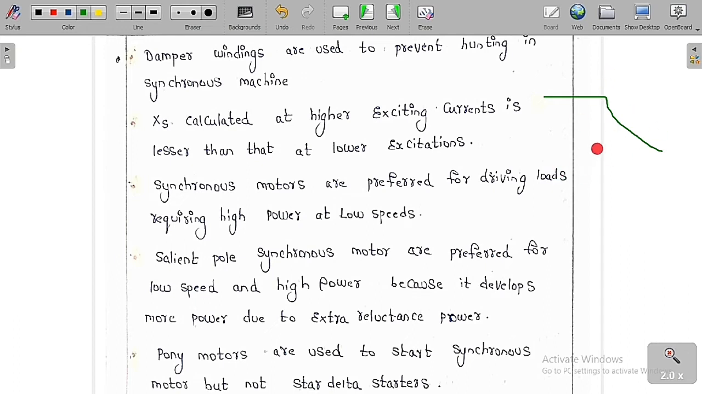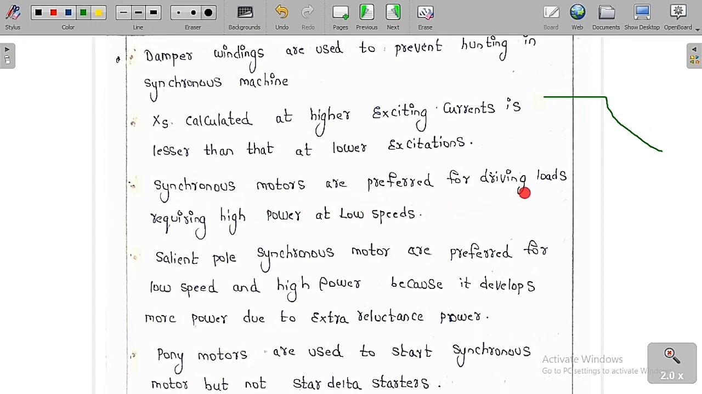If you know these two things, then for a constant IF, the value of synchronous impedance is the open circuit voltage divided by the armature short circuit current at a fixed IF. For the unsaturated region, you are going to get a constant value. For the saturation region, you are going to get a decreasing value. Means, whenever the field current or excitation is increasing, the value is lesser compared to lower excitation currents. So excess calculated at higher exciting currents is always lesser than that at lower excitation currents.